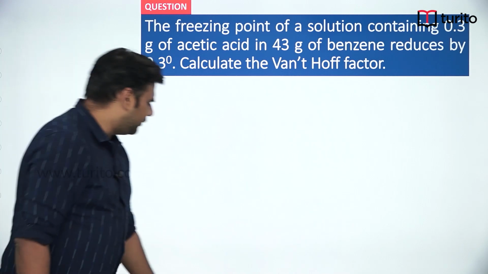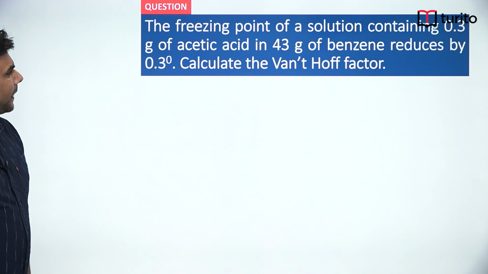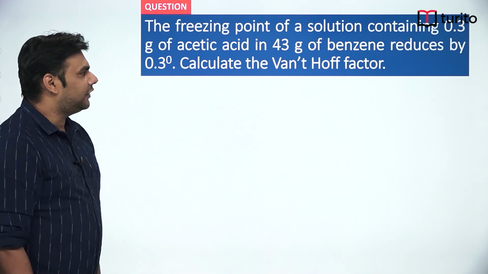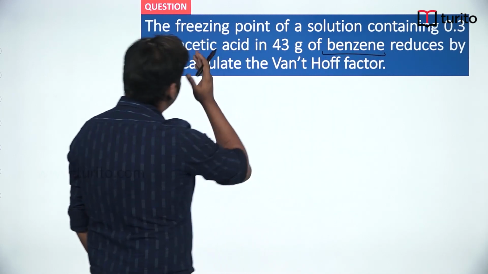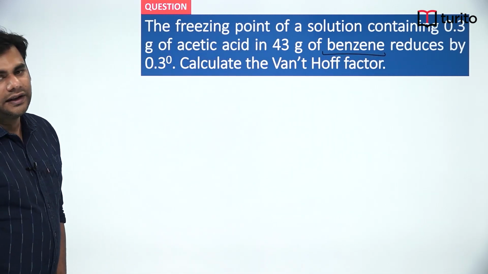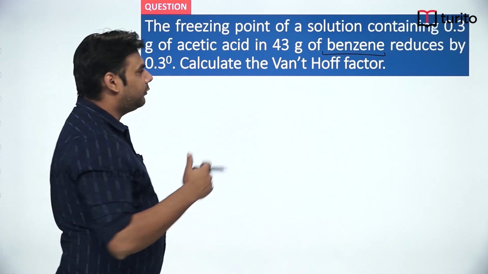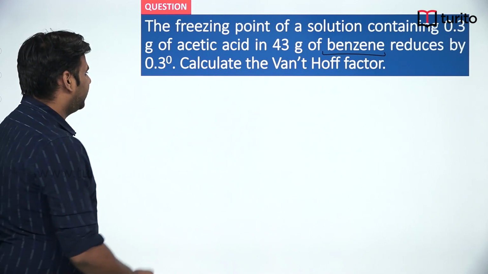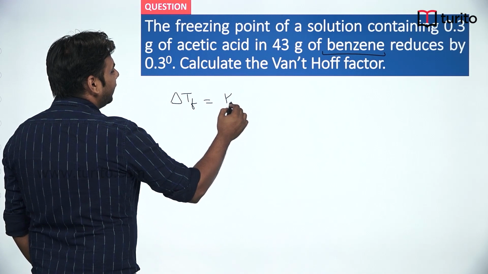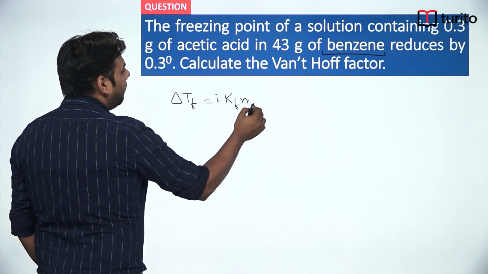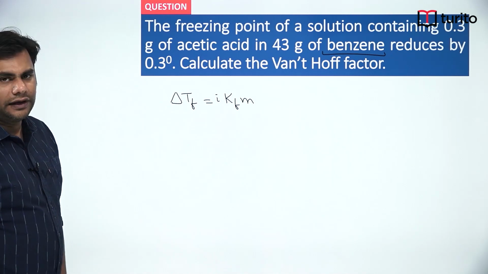Okay. So we'll assume any value. I will just show you the steps. So it says that when we are taking acetic acid in 43 gram of benzene. Now benzene we know is a non-polar solvent. So obviously acetic acid would dimerize in it. So we have to find the Van't Hoff factor. So obviously the Van't Hoff factor would be less than 1 because it is a dimerization reaction. So we know that delta Tf equals i Kf into m. Okay. So first we will find the molality of the given solution.